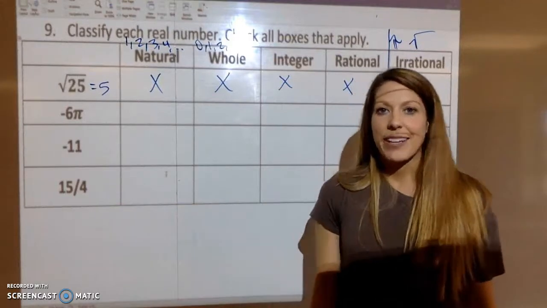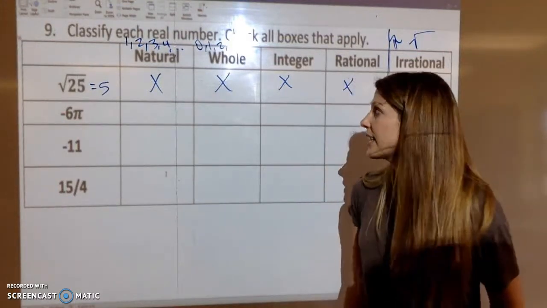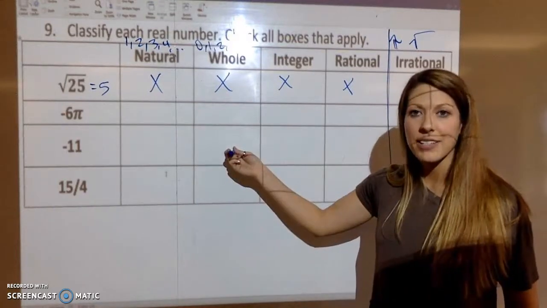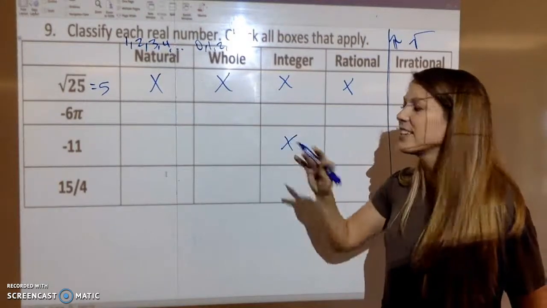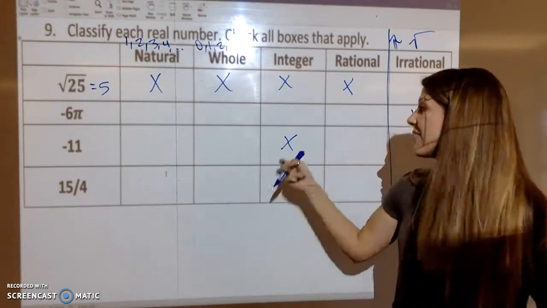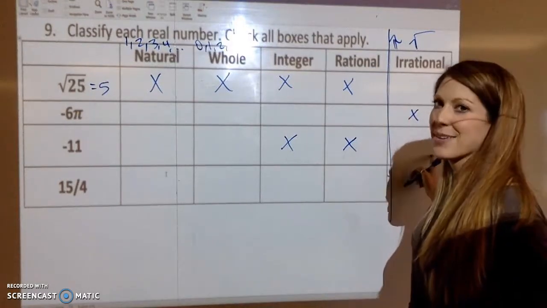Now for negative 11. Well, negative 11 we don't count with negatives. So it's not a natural number. It's not a whole number, because whole number is just your natural plus 0. So it's an integer, because now integers start including negative numbers. And if it's an integer, it also has to fit in rational. But if it's rational, it can't be irrational.